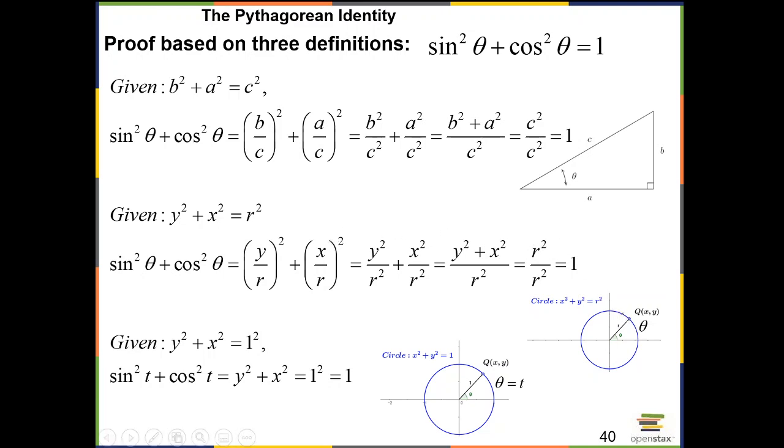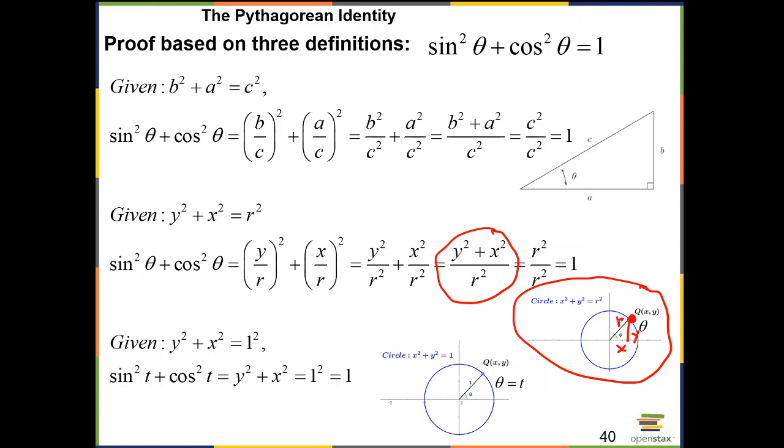The second way is to use the second definition, right? Remember, the sine and cosine were given by y over r and x over r. If we substitute, we end up with x squared plus y squared over r squared, and here we see that x squared plus y squared equals r squared, again from the Pythagorean theorem in geometry. And we know r squared over r squared is 1. So that is how we prove it.